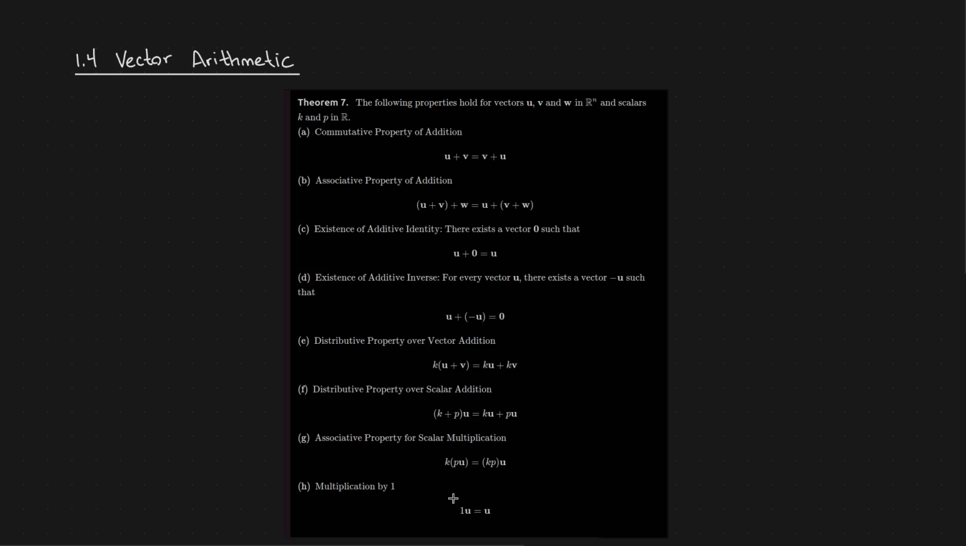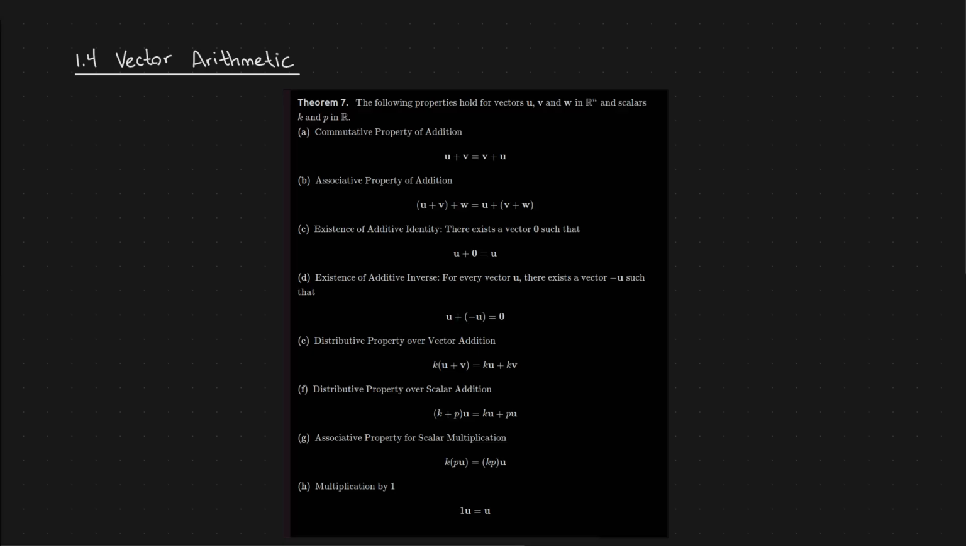We have the associative property for scalar multiplication. Okay, so if we have two scalar multiples, k and p, and we're multiplying a vector u, it doesn't matter if we multiply the first scalar times vector u and then the second scalar, or if we multiply both the scalars first, then we multiply vector u. We get the same result. And finally, multiplication by 1. If we scalar multiply any vector by 1, we just get the same vector back. Okay?